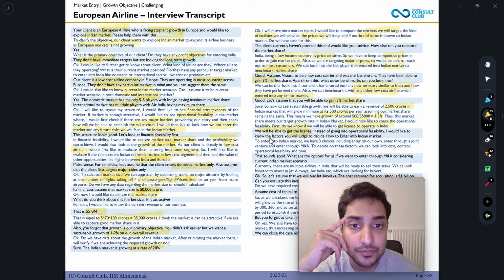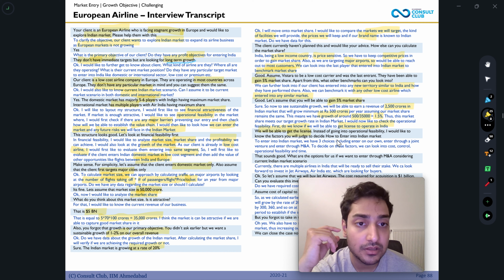To enter the Indian market, we have three choices: enter on our own, enter through a joint venture, or through mergers and acquisitions. To decide on these, we can look into cost, control, operational feasibility, and time.